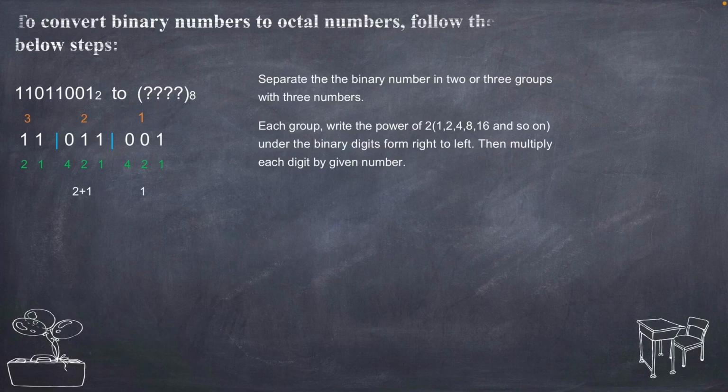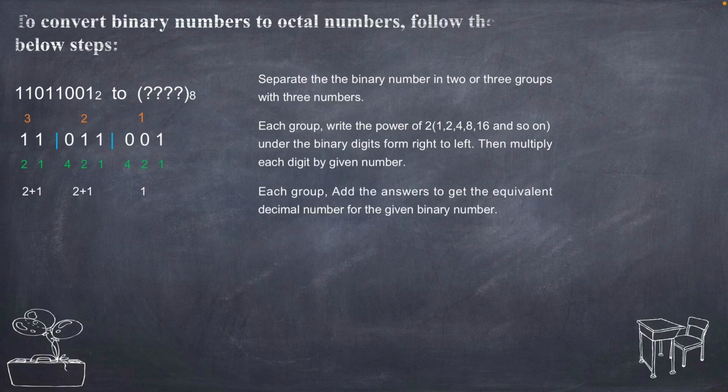Sa kabila naman, sa last group, meron tayong 1 times 1 is equals to 1. Then, 1 times 2 is equals to 2. Kaya meron din tayong 2 plus 1. So, next step, each group add the answers to get the equivalent decimal number for the given binary number. So, yung mga nakuha daw natin na nasagot sa multiplication, ipagka-add daw natin yon para makuha yung equivalent decimal number ng kada binary number na to.